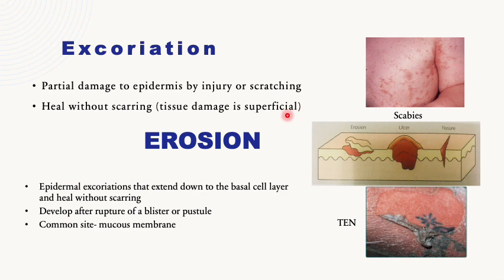And erosion is an epidermal excoriation that extends down to the basal layer and heals without scarring, and often develops after the rupture of a blister or pustule, and is commonly found on the sides of the mucous membrane. And they can occur in diseases that cause intraepidermal blistering, for example, pemphigus and toxic epidermal necrolysis in this photo. You can see large erosion on this photo.